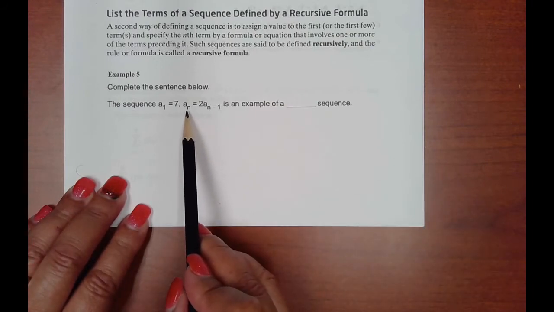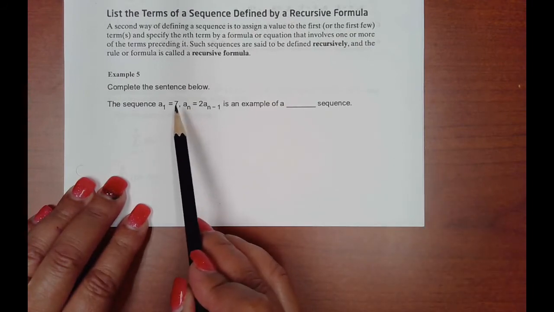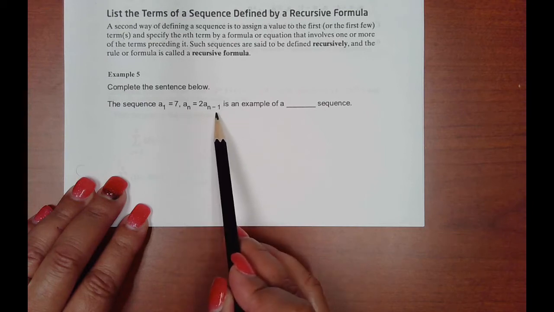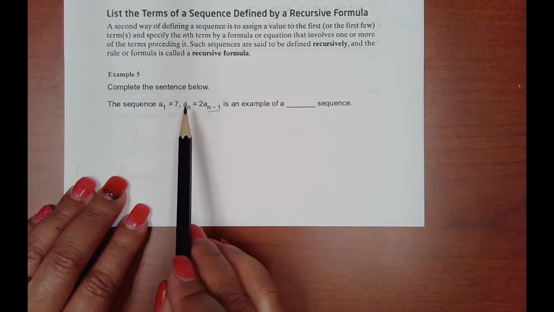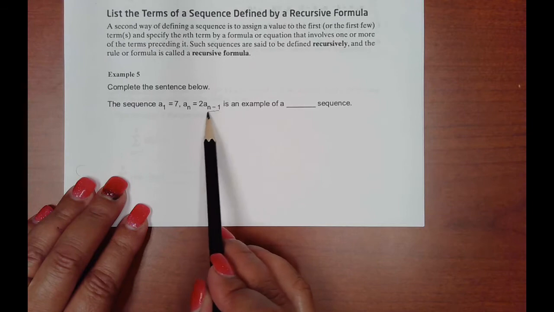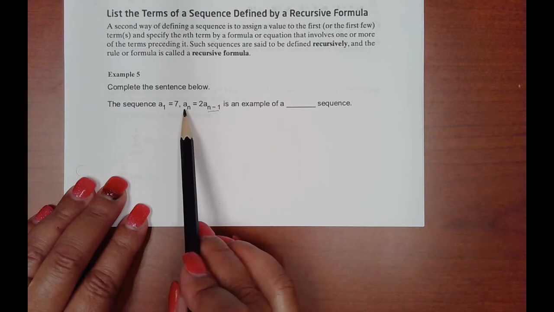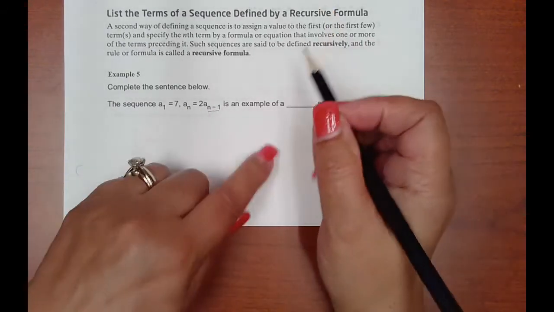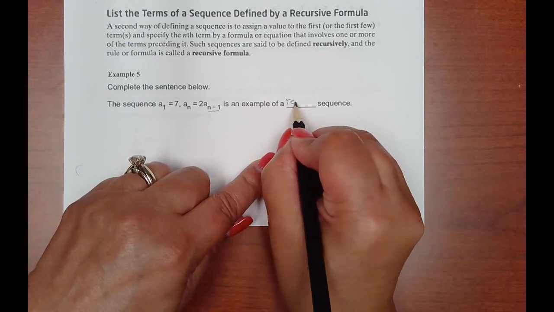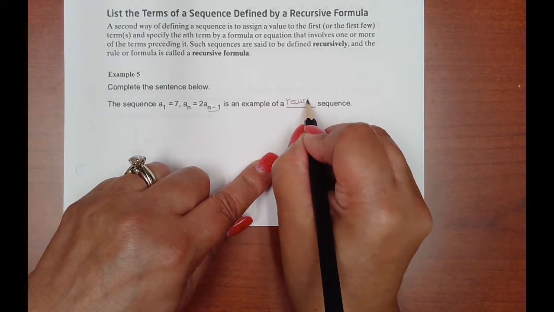But see how they're saying you're finding term a sub n, but you're using a term to get it that is a previous term. The term called n minus 1 would be the term that comes before this. So you are using a previous term to get a successive term. So this is an example of a recursive sequence.